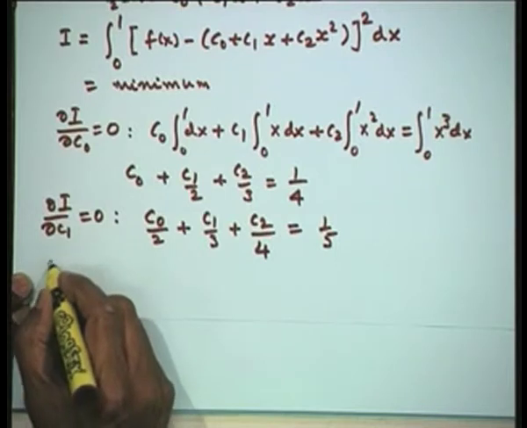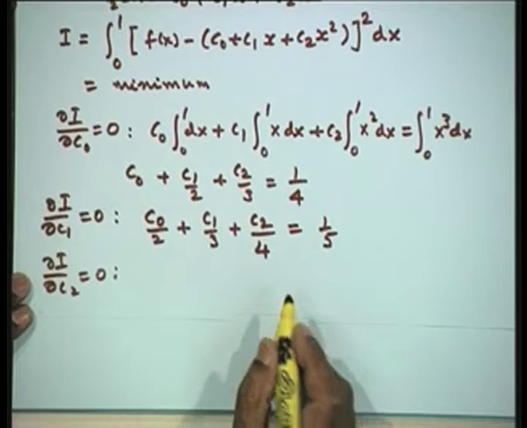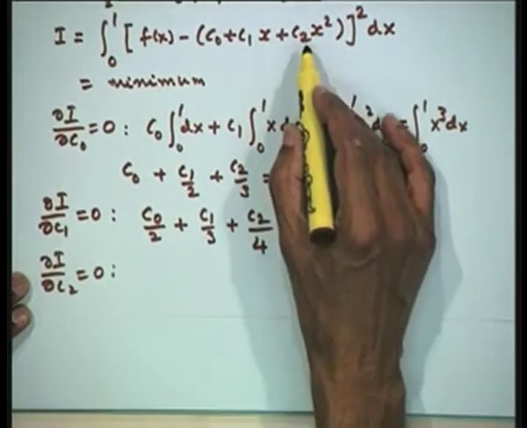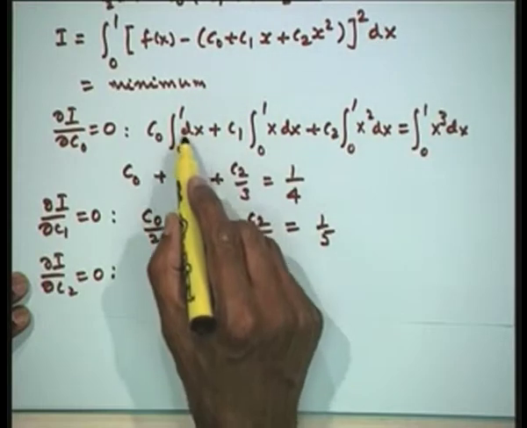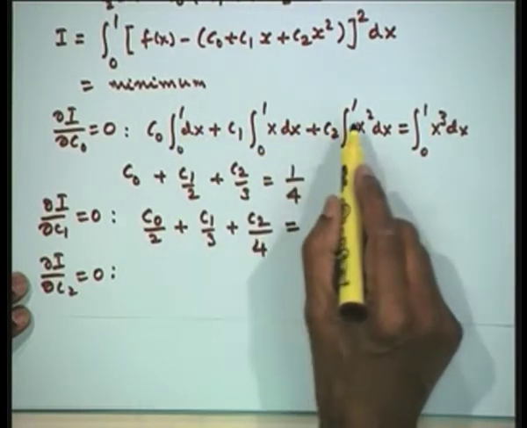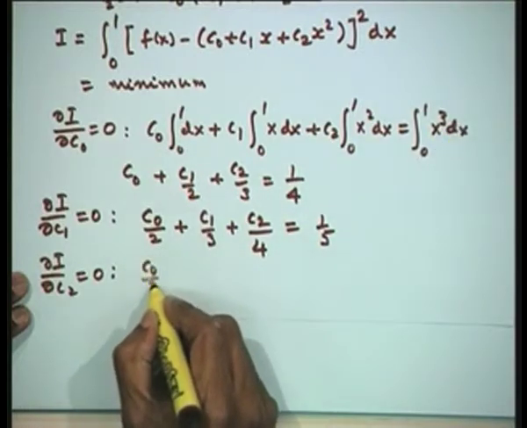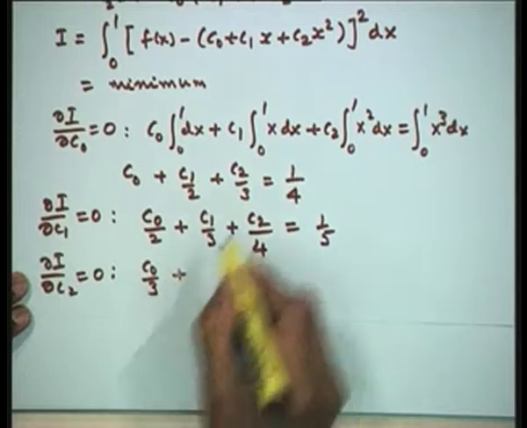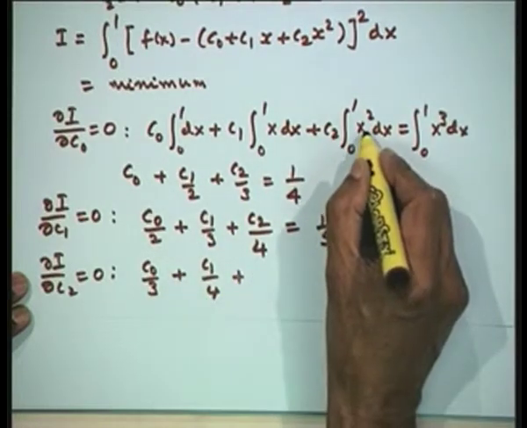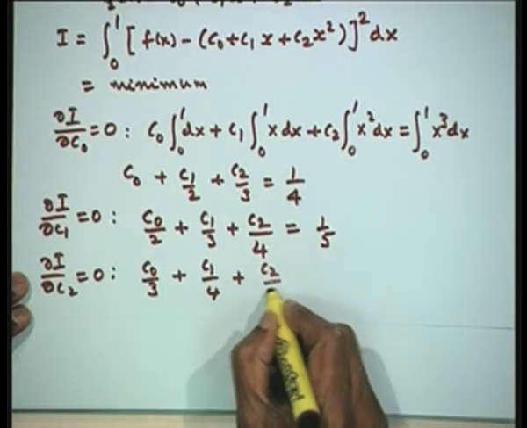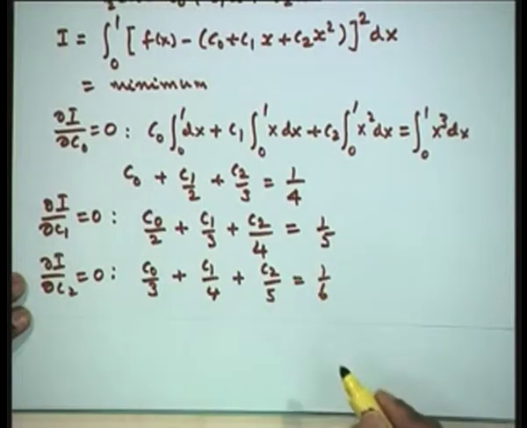And the third equation gives us delta I by delta c 2 is equal to 0. Now, when I differentiated this with c 2, I am getting x square here in the product. So, the leading term will be x square, x cubed, x to the power of 4, x to the power of 5. Therefore, this will be c naught by 3 because of x squared, therefore c 1 by 4, this is x to the power of 4, that is c 2 by 5, and this is x to the power of 5. So, I will have 1 by 6.